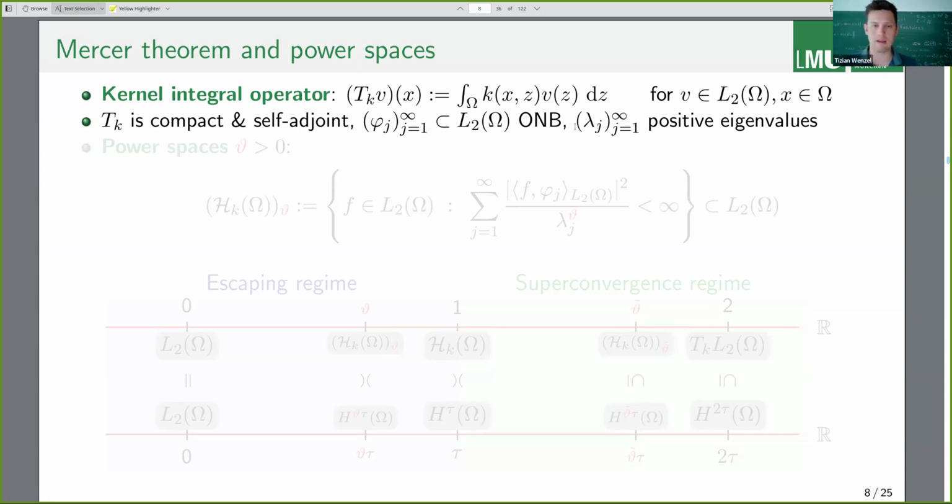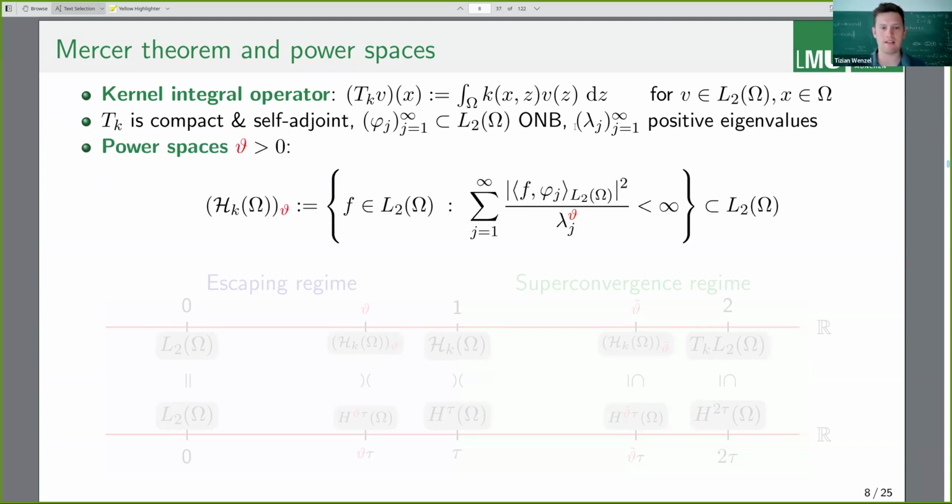These power spaces will be quite important for our approximation later on for the analysis, and they are defined in the following way. These power spaces, depending on a positive parameter theta, are subspaces of the space L2, and they are defined with the help of a weighted decay of those inner products here. You can see for theta equal to 0, this will be the full space of L2, and the larger theta will be, the smaller the space will be, and therefore the smoother.